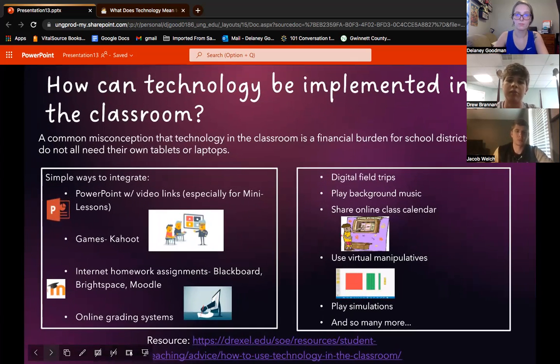How can technology be implemented into the classroom? So a common misconception is that technology in the classroom is a financial burden for school districts, as it's been a challenge to get Chromebooks for every student over a long period of time. I know that when I was in school, there were just certain amounts per room, and they weren't able to give each student their own Chromebook.